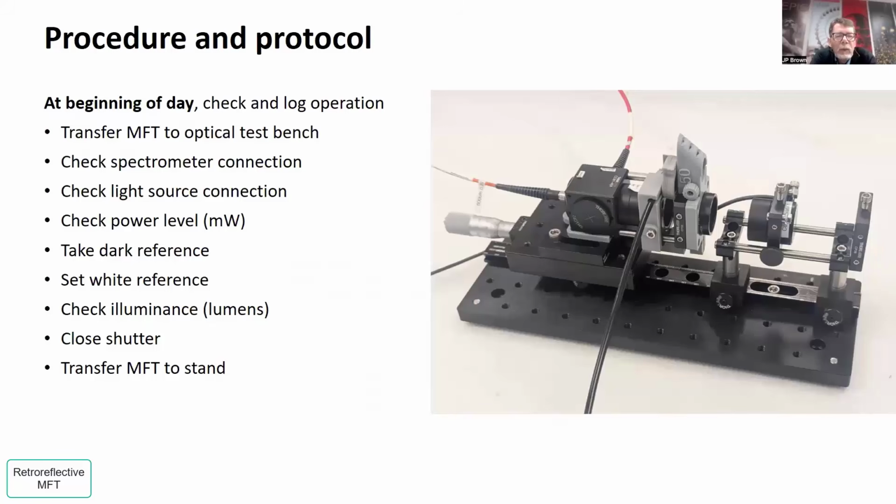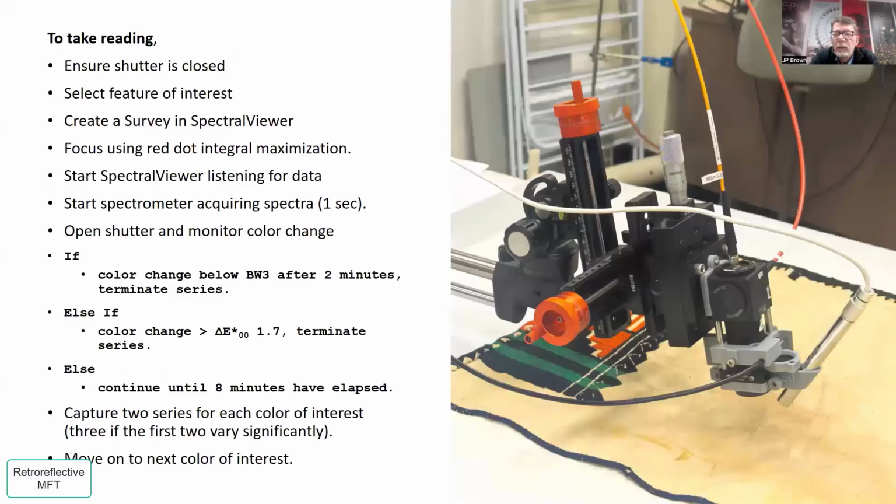So at the beginning of the day, we check and log operation. We transfer the MFT to an optical test bench, which is included in that $1,100 of extras that I mentioned at the beginning. Check the spectrometer, check the light source, check the power level. That's what the power meter is for. Take a dark reference, set the white reference, check that we're getting the illuminance value that we expect. Close the shutter and then transfer the MFT to a stand. So that takes about 20 minutes once you've got good at it.